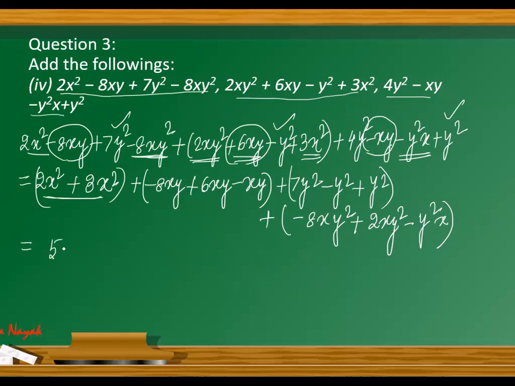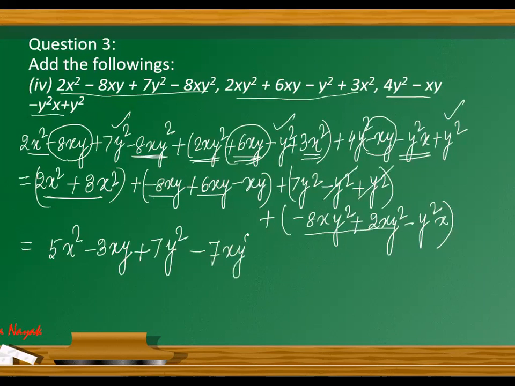So let us combine. This is simple. I'll write 5x square, and this will be how much? Minus 8 minus 1 minus 9 plus 6. It will be minus 3xy. Then here I'll cancel this minus y square, they make 0, plus 7y square. Next, coming to minus 8xy square plus 2xy square, this gives you minus 6, minus 6 minus 1, minus 7xy square.